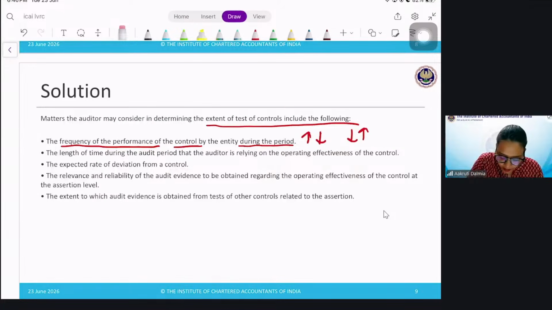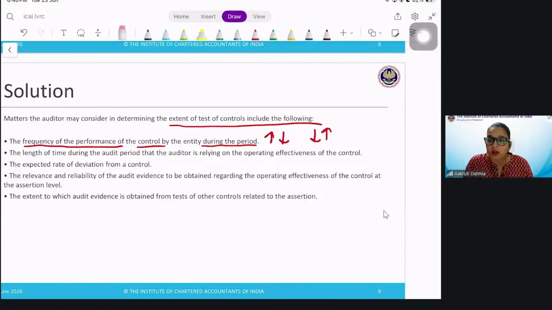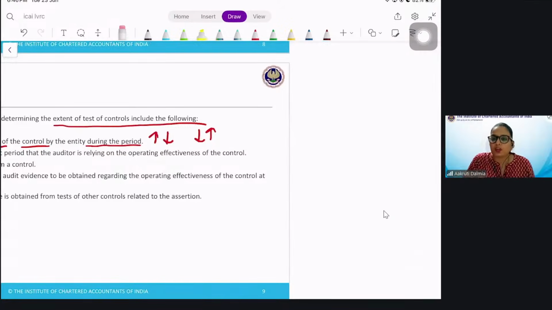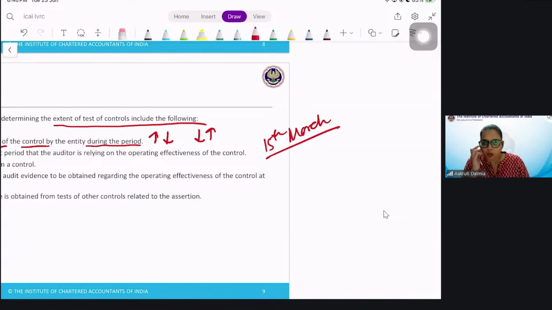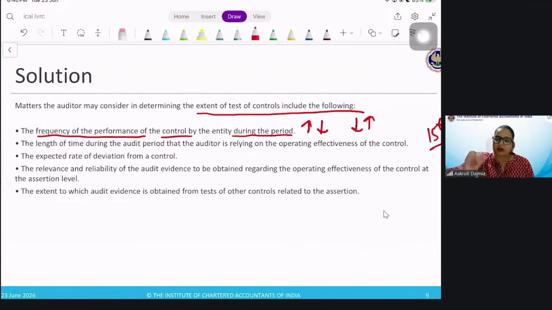The length of time during the audit that the auditor is relying on the operating effectiveness of the control. So are you relying for the whole year? Let's say some new control only came on 15th March, just 15 days before. So do I need to check it too much? No. But if I have to check something that was there since the start, then I might have to go through it properly.